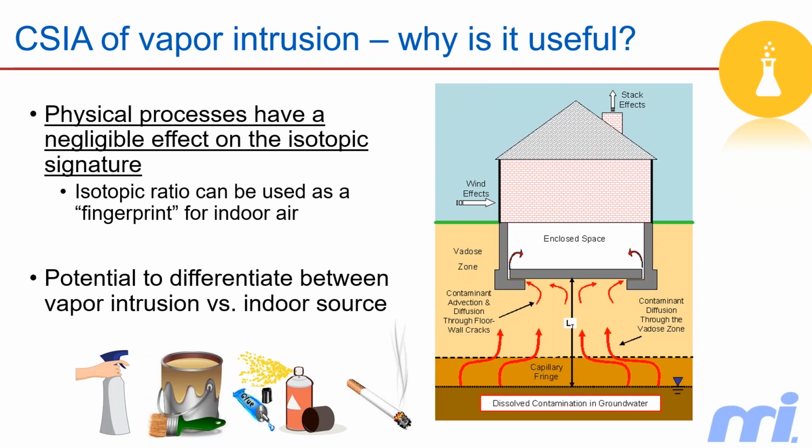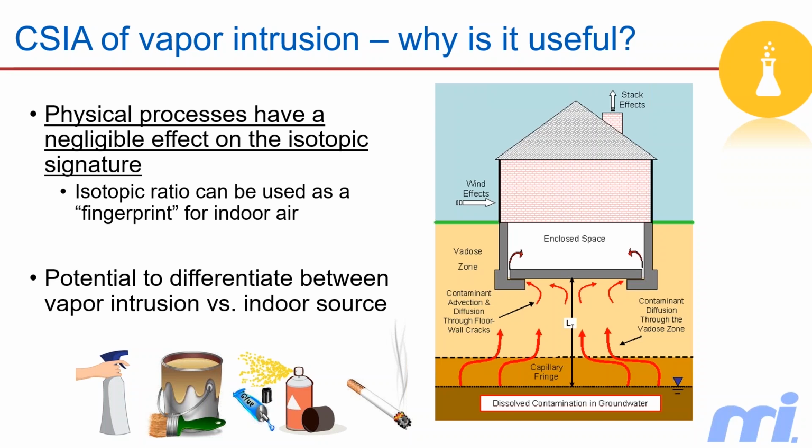If we have glue products or different aerosol products, or what if someone's simply smoking in that area? We can introduce different chemical sources that can affect the isotopic signature of our indoor air sample. So it's really important that we can differentiate what's coming from these products and what's truly coming from vapor intrusion from the contaminant.